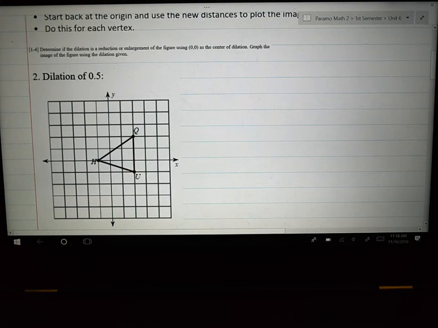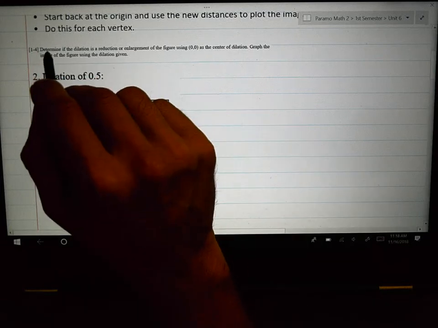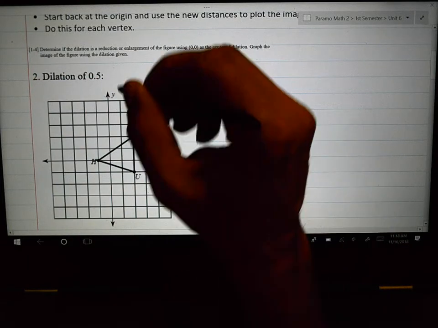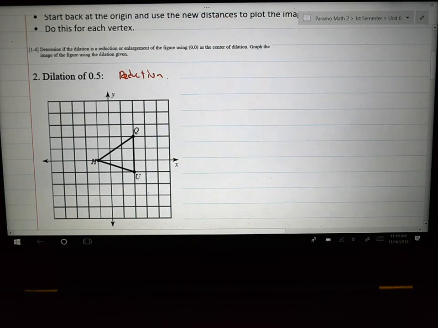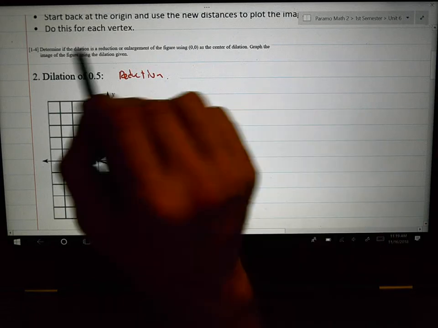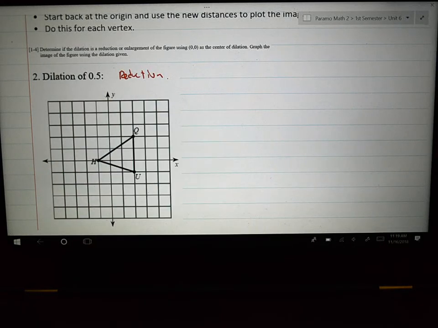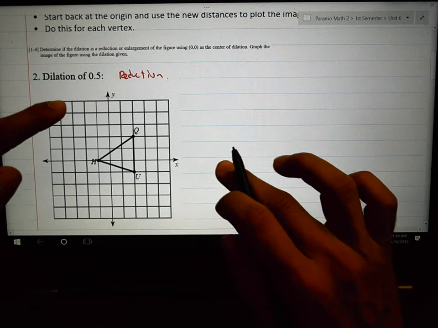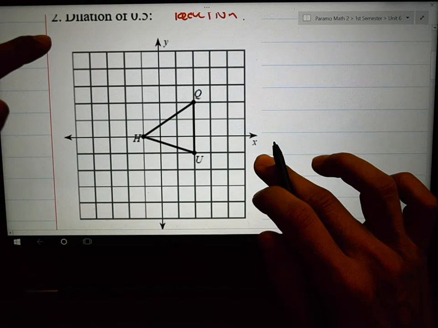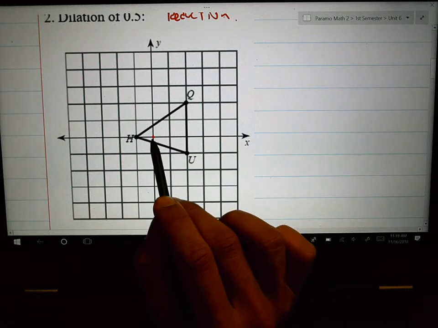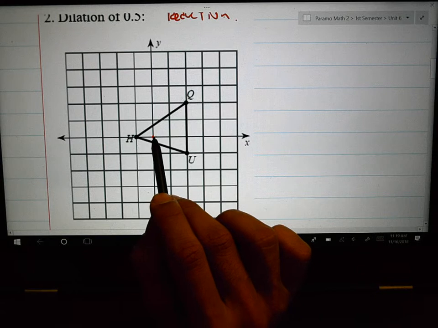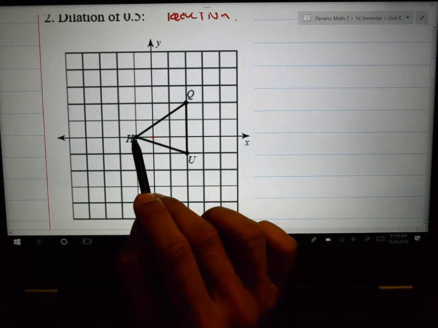So number 2 is a dilation of 0.5. That's a reduction. It says in the directions, determine if the dilation is a reduction or enlargement. This is a reduction. So the first thing we do is answer the question. Then it says graph the image of the figure using that dilation given. Now that we know that it's a reduction, this is 0, 0. This is my center. I have to count the distance from the center to each vertex. So I'm going to start with H.